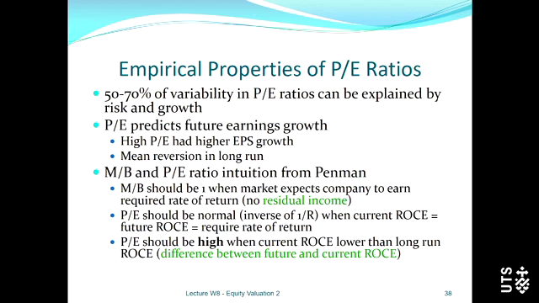And the other thing is that in the long run, the 1 divided by the price earnings should be a good proxy for the expected rate of return. Because in the long run, growth rates go down, and the no growth perpetuity should be a good proxy for the company's economics.